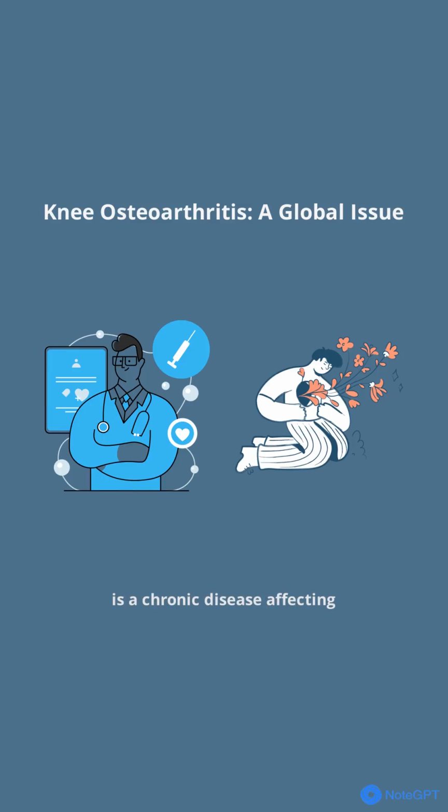Osteoarthritis, or KOA, is a chronic disease affecting nearly 240 million people worldwide. It's a leading cause of disability, especially among older adults, and brings significant personal and societal costs. People with KOA often experience pain, limited joint mobility, and muscle weakness, which can impact daily activities and overall quality of life. The risk factors are diverse, including age, weight, gender, joint structure, and occupation.